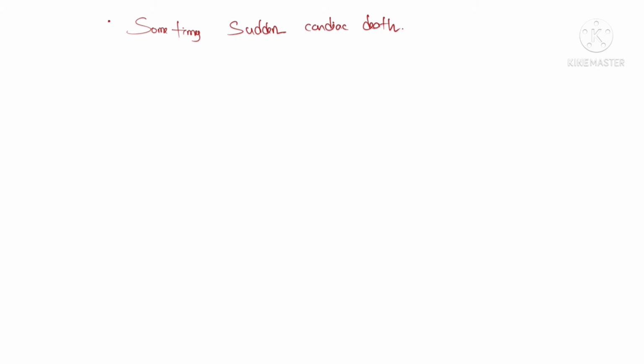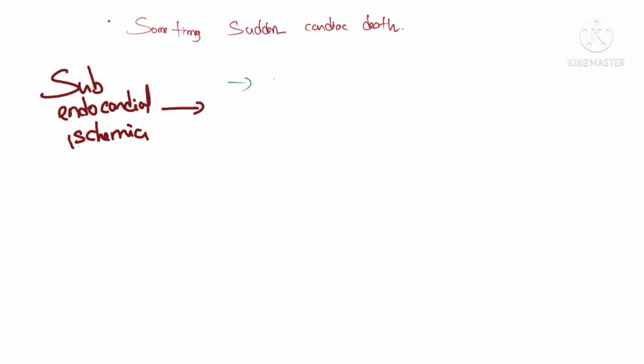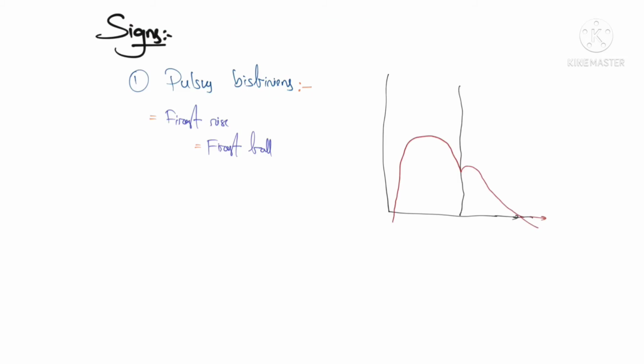Sometimes there may be sudden cardiac death. This is because subendocardial ischemia may start ventricular fibrillation, which eventually causes sudden cardiac death. If you look for signs, the first finding will be pulsus bisferiens. What is pulsus bisferiens? In HOCM, the muscle thickness in the left ventricle will increase, and it will cause a fast rise of pulse, which will eventually cause a fast fall of pulse, and this is called pulsus bisferiens.